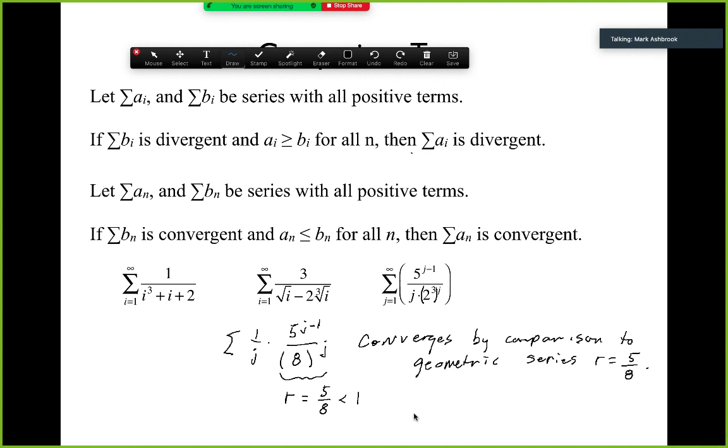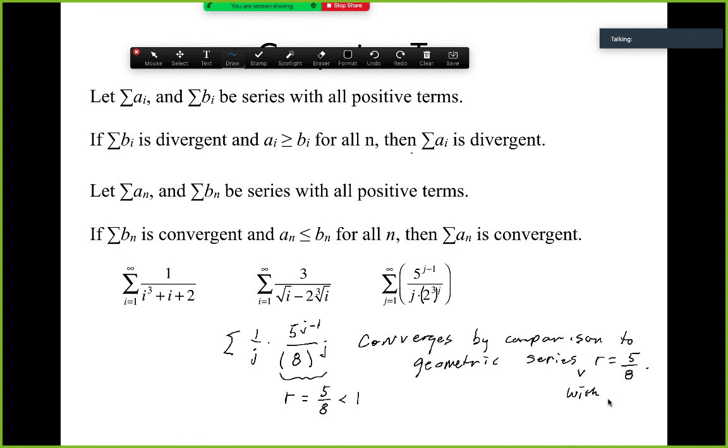Does that make sense? All these terms will be smaller than all the terms of a geometric series with an r of 5/8 because we're multiplying those terms by 1 over j, which makes them smaller. And so we have a series that converges. Our series has all terms that are smaller. Therefore, our series converges also. Questions on that one?